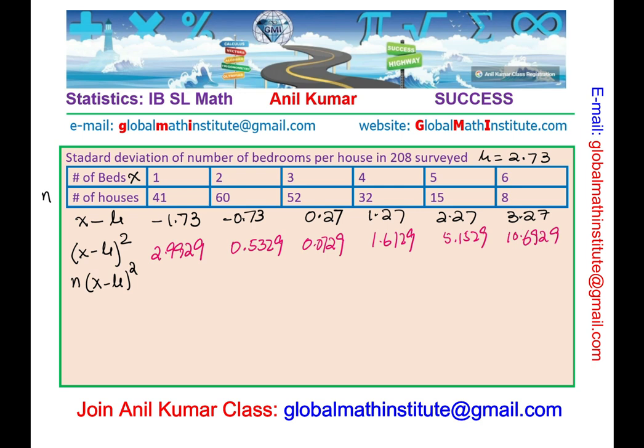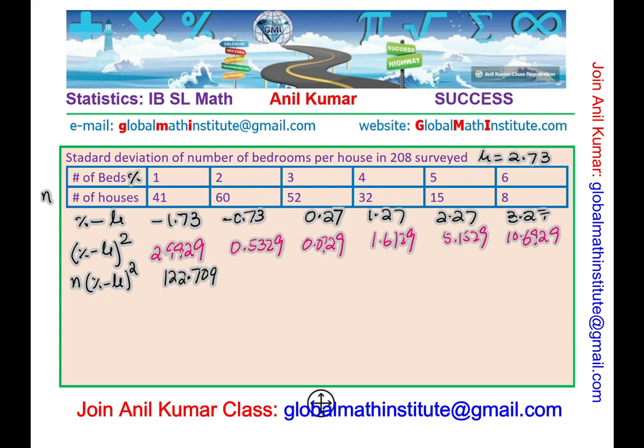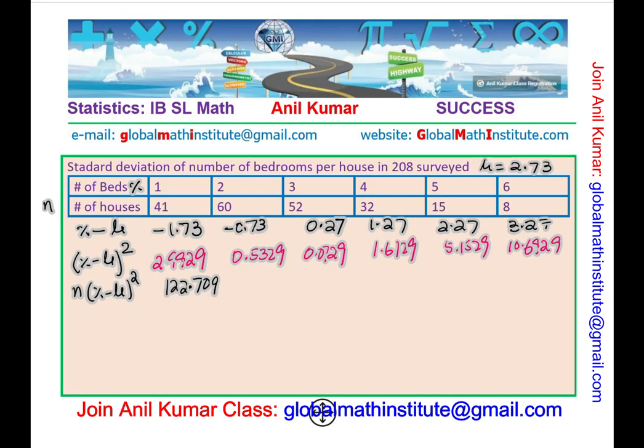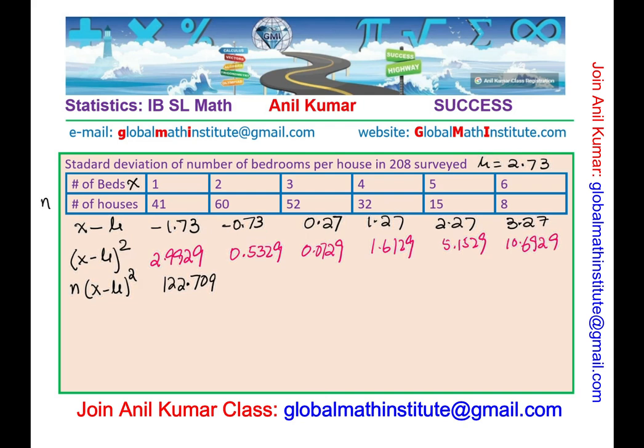2.9929 times 41, which is 122.709, right? Correct. I'd like you to do the calculations along with me. 0.5529 times 60, because there can be calculation mistakes, right? This is 33.174.